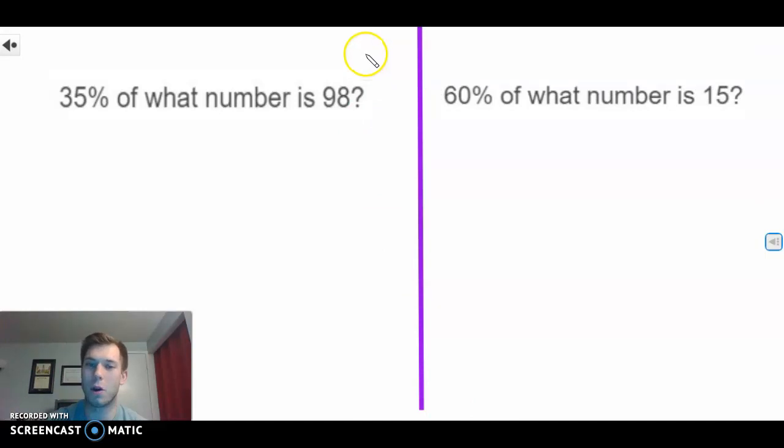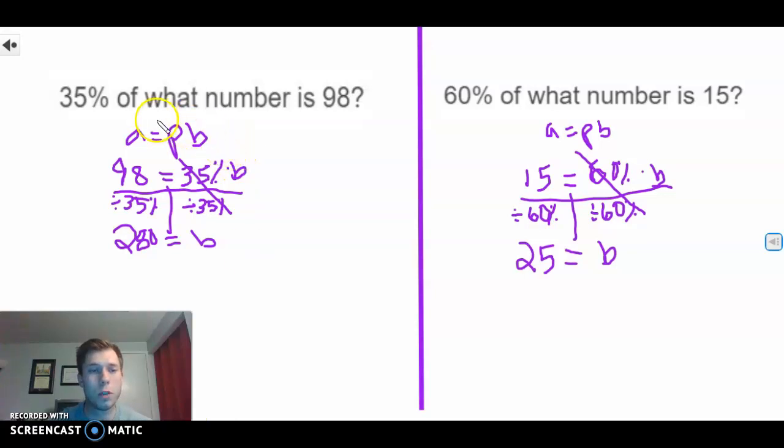Alright guys, take a moment. I want you to figure out these next two problems on your own. So this first one, when you substitute in your part 98 and your percent 35%, divide each side by 35%, you get your whole as being 280. In our second problem, 60% of what number is 15? 15 is our part, 60 our percent. Looking for the whole, divide both sides by 60%. You end up with your whole as 25.